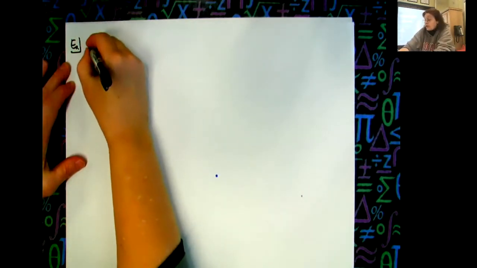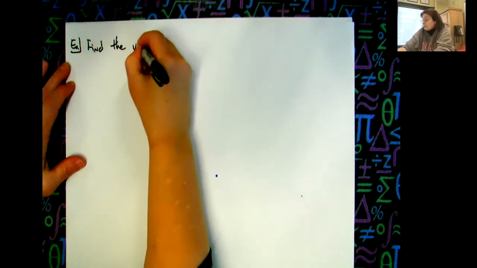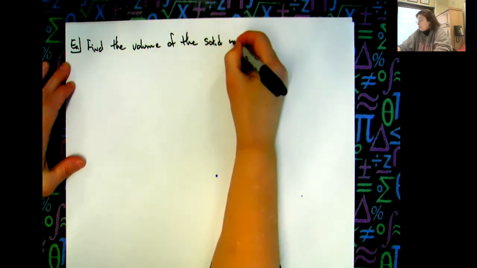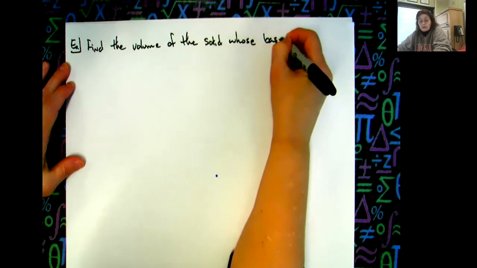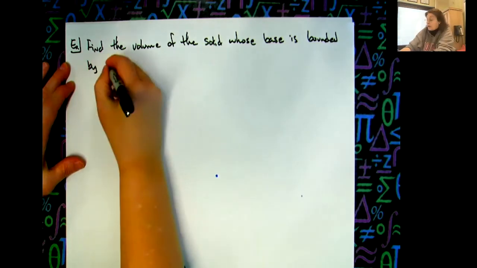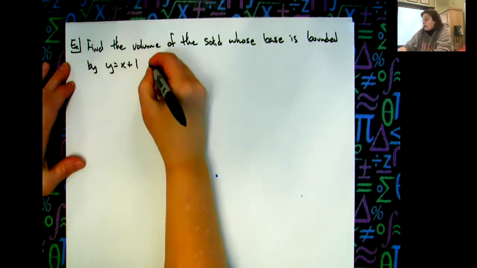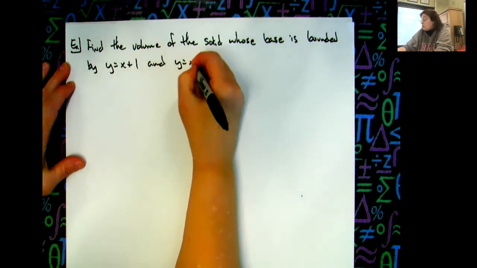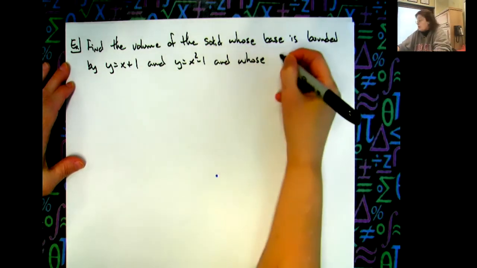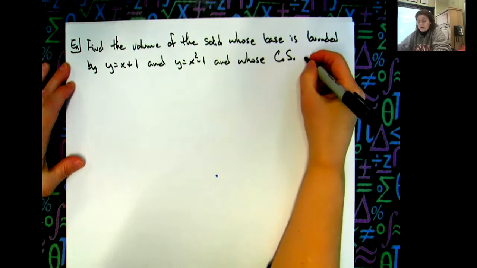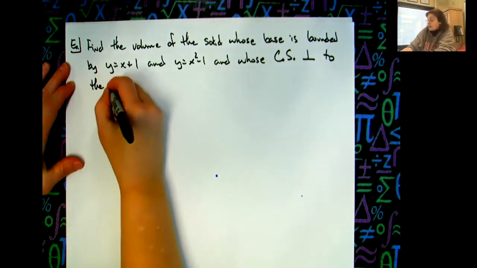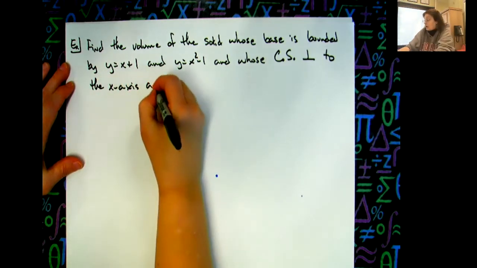Let's suppose that it says find the volume of the solid whose base is bounded by y equals x plus 1 and y equals x squared minus 1, and whose cross sections, we're going to start abbreviating here, perpendicular to the x-axis are squares.